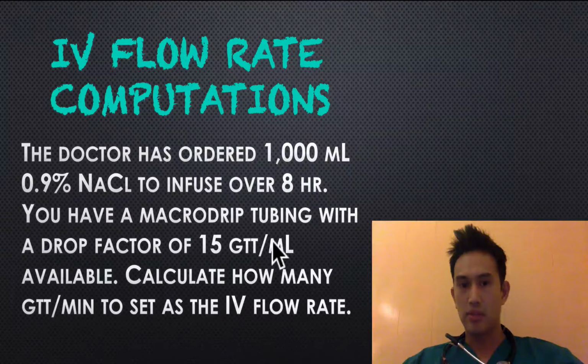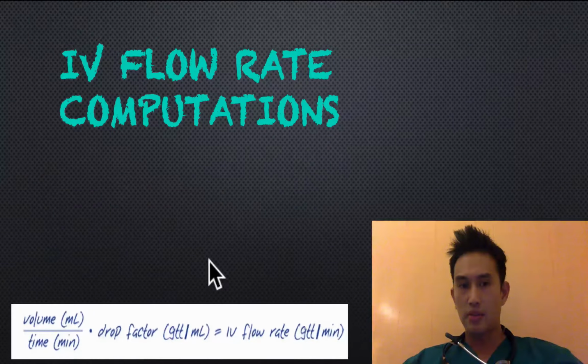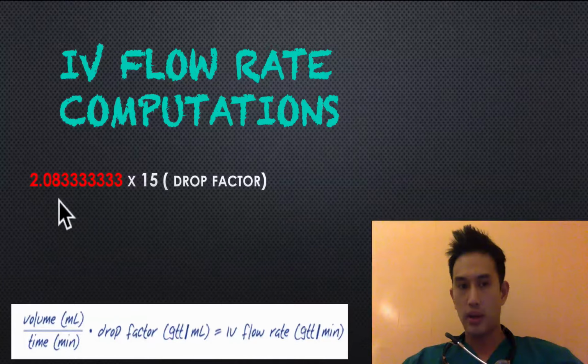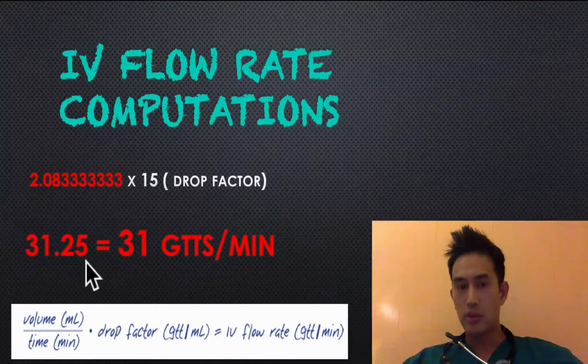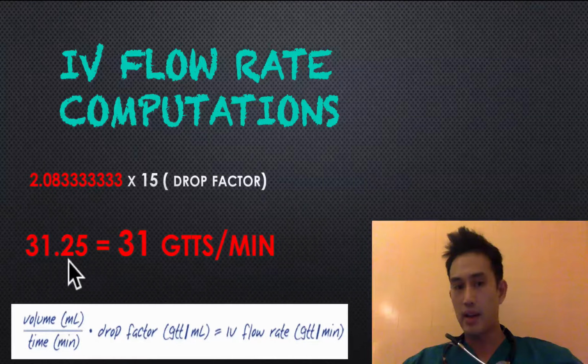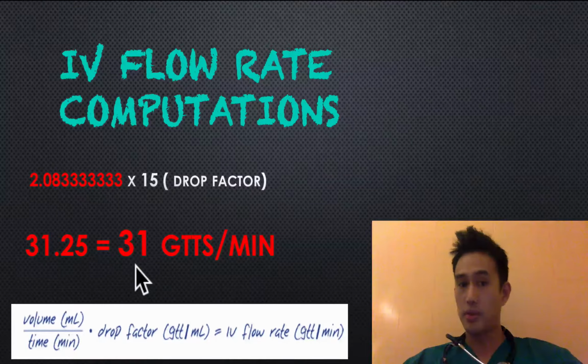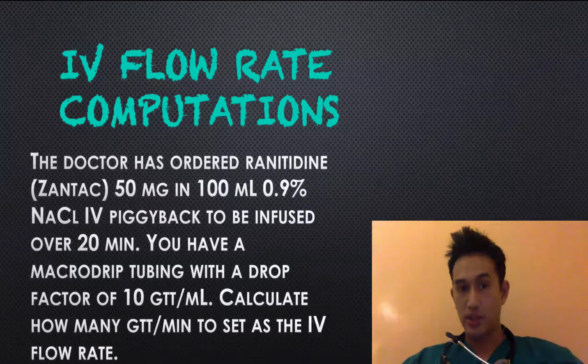If you remember, the drop factor was 15. So we're going to go ahead and multiply that. 2.08333 times 15. And our answer, what you're going to get is 31.25, but you just round that down to the nearest whole number, which is 31. If it was something like 31.75, then you would go up to 32. So last question here, guys. Go ahead and pause this one and we will solve it.